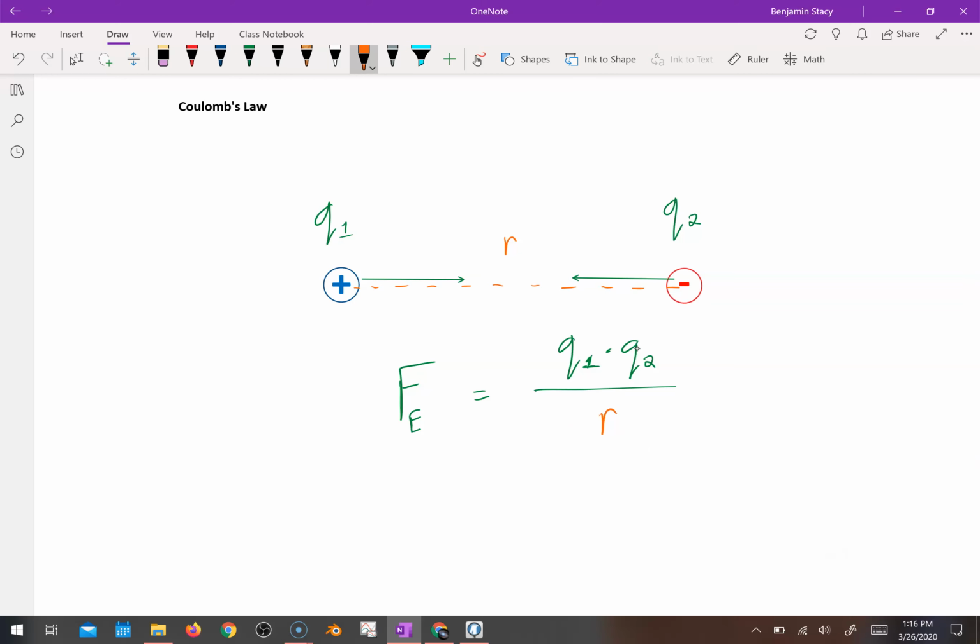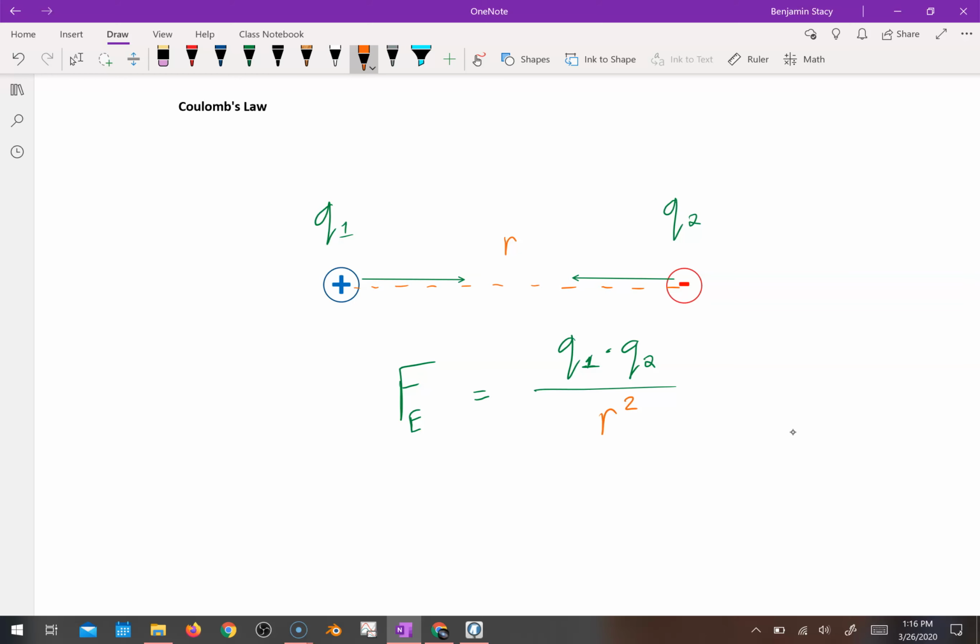And this relationship of electric force to the distance between the objects is not linear, it's inverse squared, just like the gravitational force. So this is r squared. If we get the charges twice as far away, then you have 1/4 the electrostatic force. If they get 3 times as far away, then you get 1/9 of the electrostatic force, because that is an inverse square relationship.